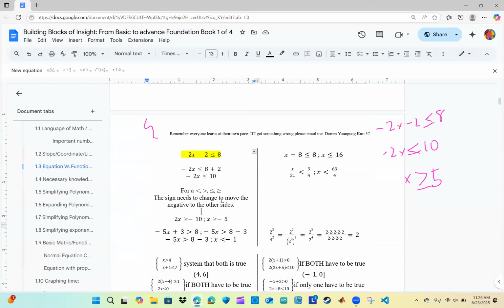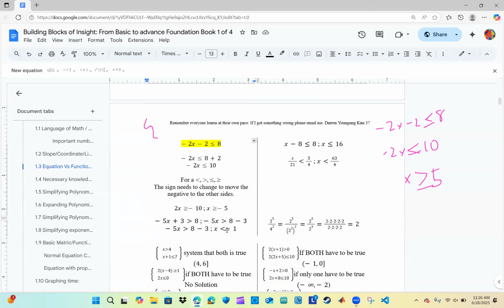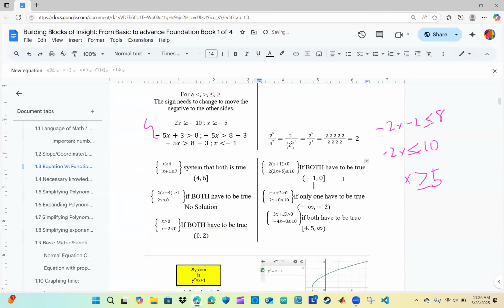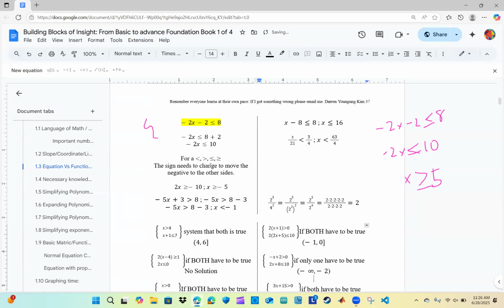Need to change to move the name. What was I writing here? Generally speaking, I don't know what I'm writing here. I'm more lost than anything on what I was writing here, but the sign needs to change.